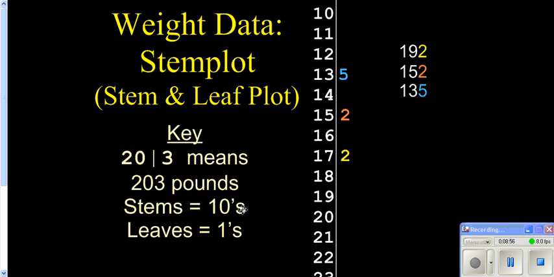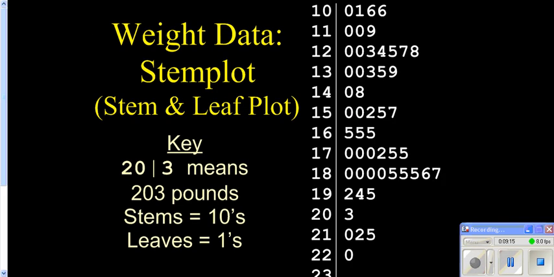Once again, our stems are tens. And so if we have our 15 with a 2 after it, that's our piece of data of 152. Or our 13 with a 5 after it is our piece of data of 135. So if we go ahead and do that for all of our data, we would get something like this here.